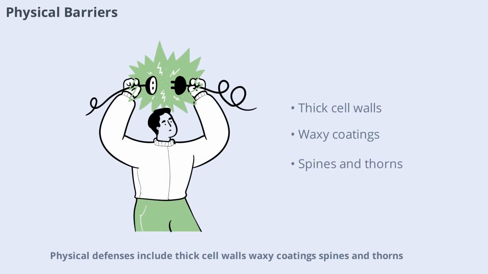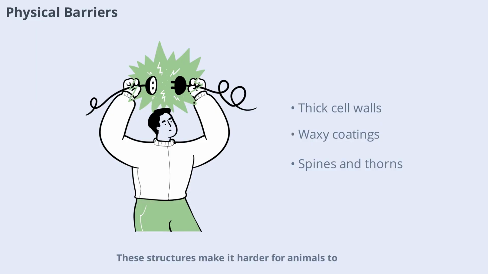Physical defenses include thick cell walls, waxy coatings, spines, and thorns. These structures make it harder for animals to eat the plant or for pathogens to enter. Some plants also have hairs or sticky substances that trap insects.